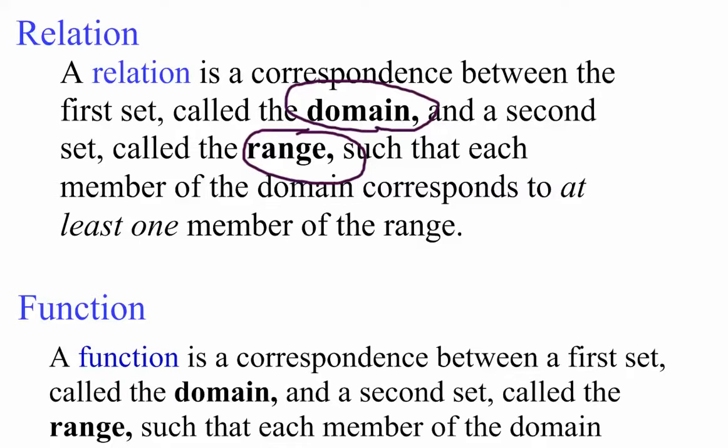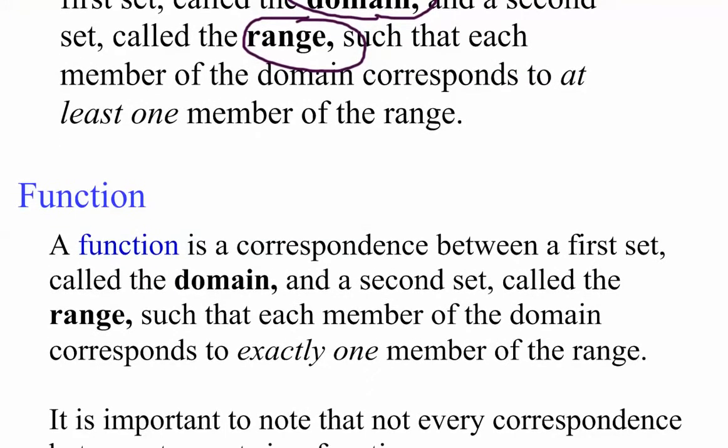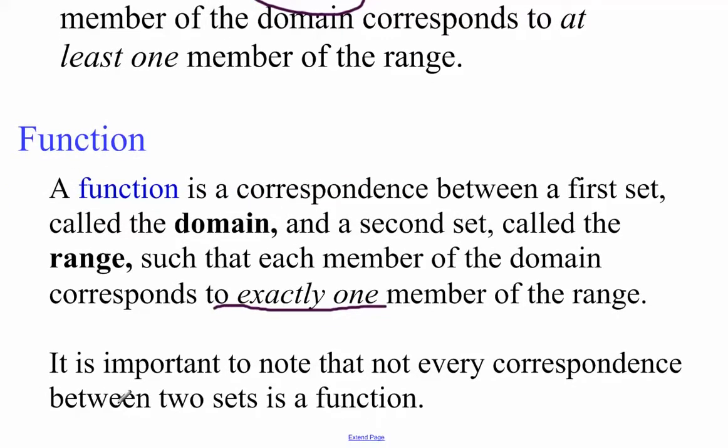The difference with a function, though, is that in this correspondence between the first set and the second set, also called the domain and range, each member of the domain corresponds to exactly one member of the range. In other words, I can't take something from this first set and pair it up more than once. I can only use it one time. Every correspondence between two sets is not a function. Every correspondence would be a relation, though. So functions are more specialized.